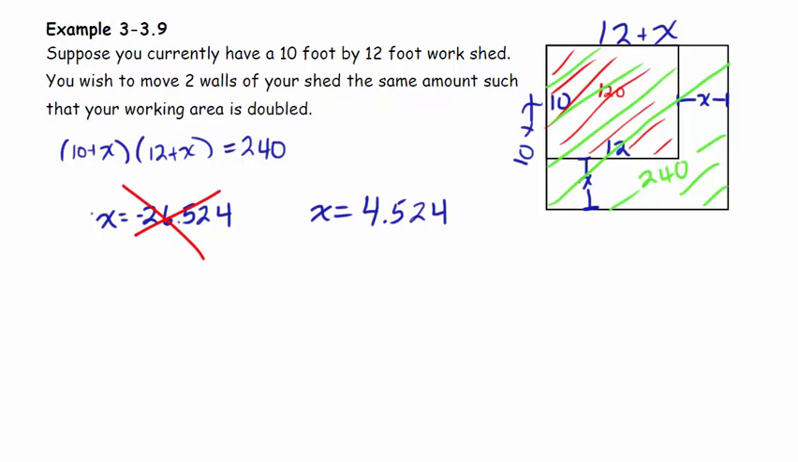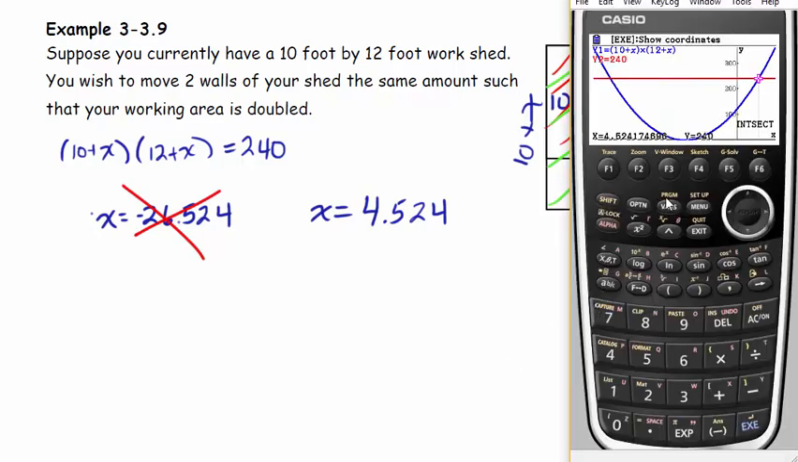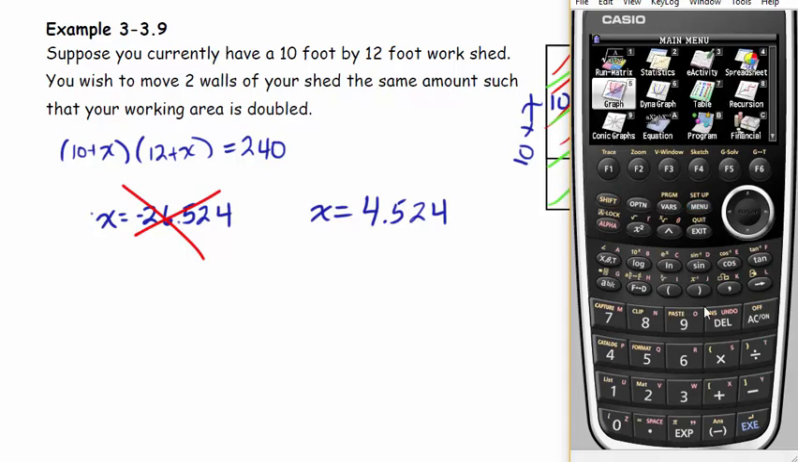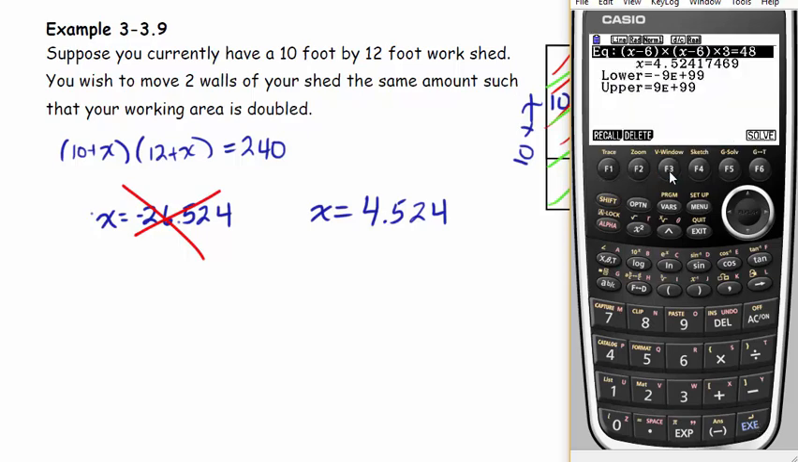Okay, so if we use our solver, hopefully we will arrive at the same result. I'm going to go to my equation menu, go to the solver, and enter my equation, 10 plus x times 12 plus x equals, shift and the decimal for my equal sign. I'm doubling that area, so that would be 240. And let's give it an initial guess of 10 maybe, solve, and we get the positive value.